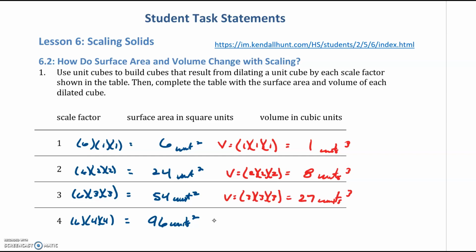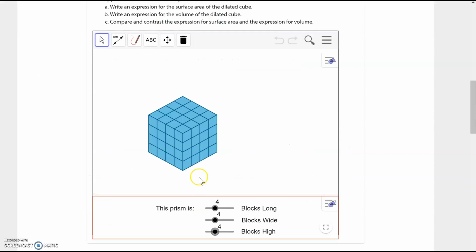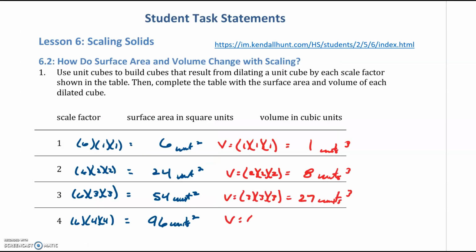Let's think about our volume. Our volume now is going to be 4 length, 4 width, and 4 high. So 4 times 4 times 4, and that will equal 64 cubic units. So here's our table.